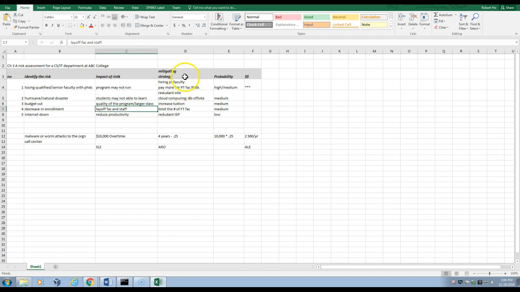How do you mitigate it? Well, perhaps they need to increase the tuition, right? Increase the tuition per semester. The probability is medium.